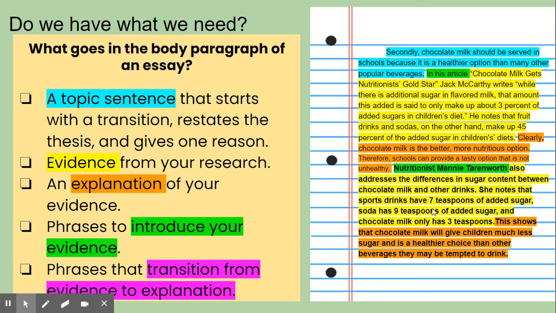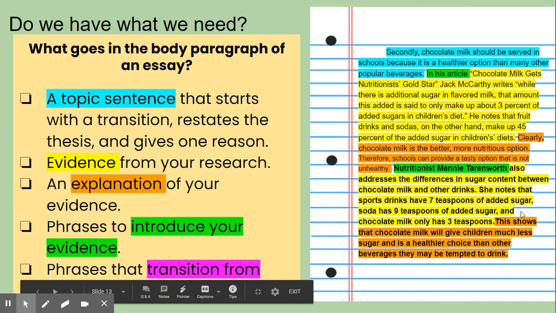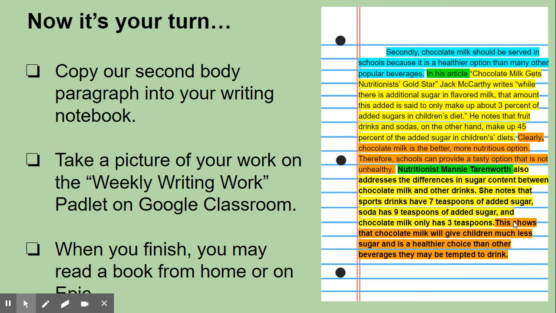All right, let's make sure we have all the parts we need. Here's my topic sentence. Here is my introduction to the evidence, and here's my evidence. Here is my explanation, my introduction to the evidence, evidence, and then explanation. So I have all of the parts I need.